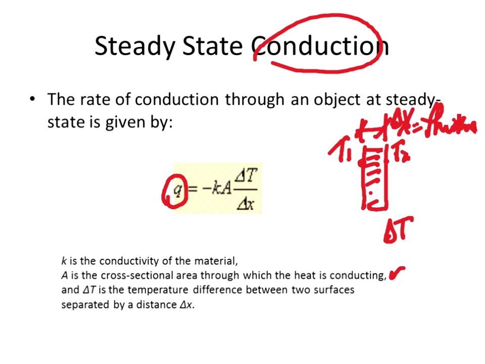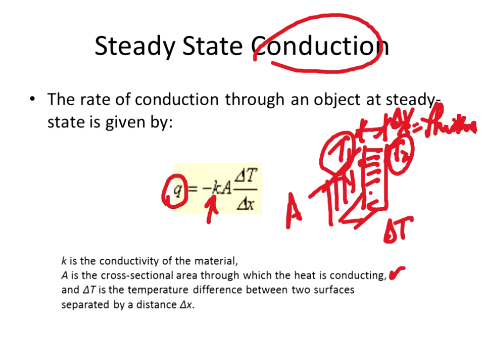Sorry about the handwriting there. And so we have the difference in temperature, the difference in distance, and the conductivity of the material, and then the area through which this is occurring. So if this was a 3D material, then you also have this area through which heat is conducting through. Okay? So that's very important.